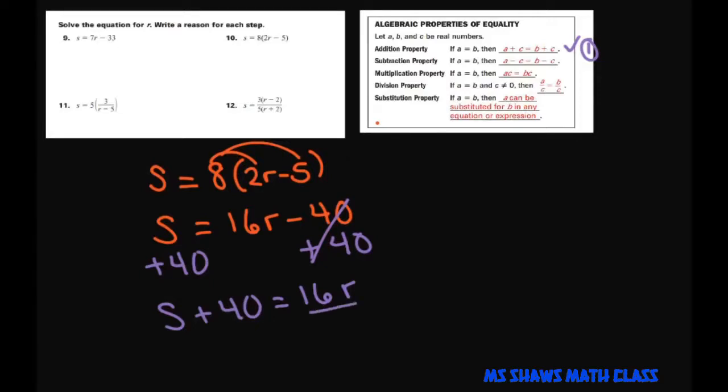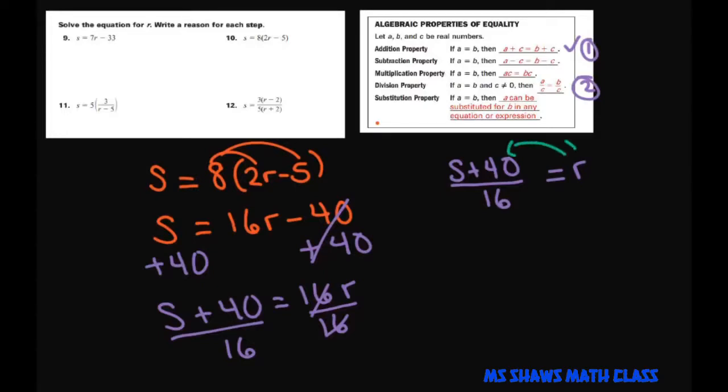Then divide both sides by 16. So you get S plus 40 divided by 16 equals R. We use the division property. We'll call that number 2. And you can use the reflexive property, since these are equal, and just switch this around.